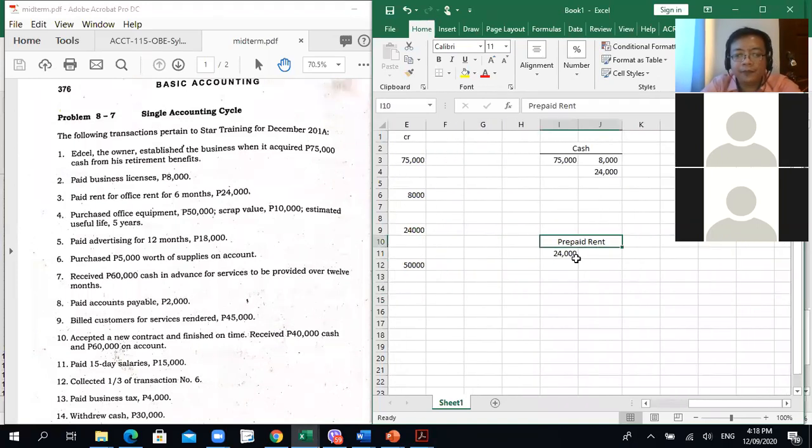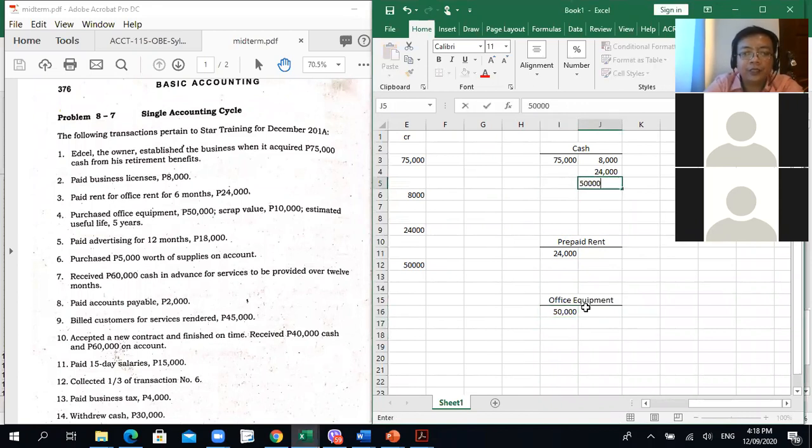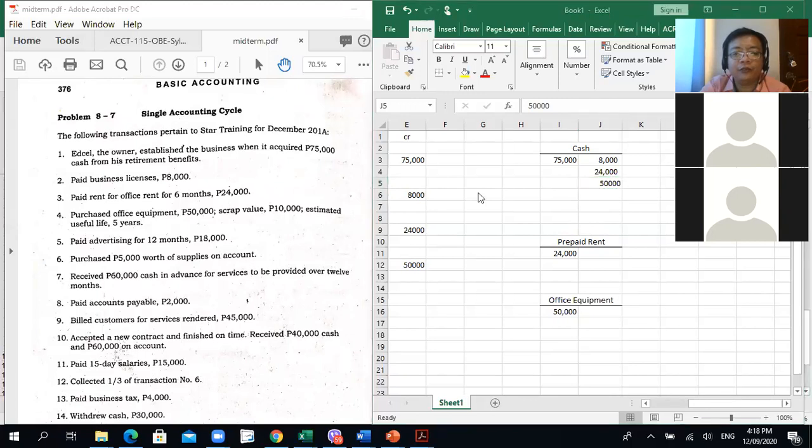So you have here office equipment, and the cost here is at 50,000. Walang sinabi, no? Purchase. So we assume na it is paid on cash. Ano bang ginawa niya? Payable or walang sinabi, purchase. So meaning it is part of your cash.